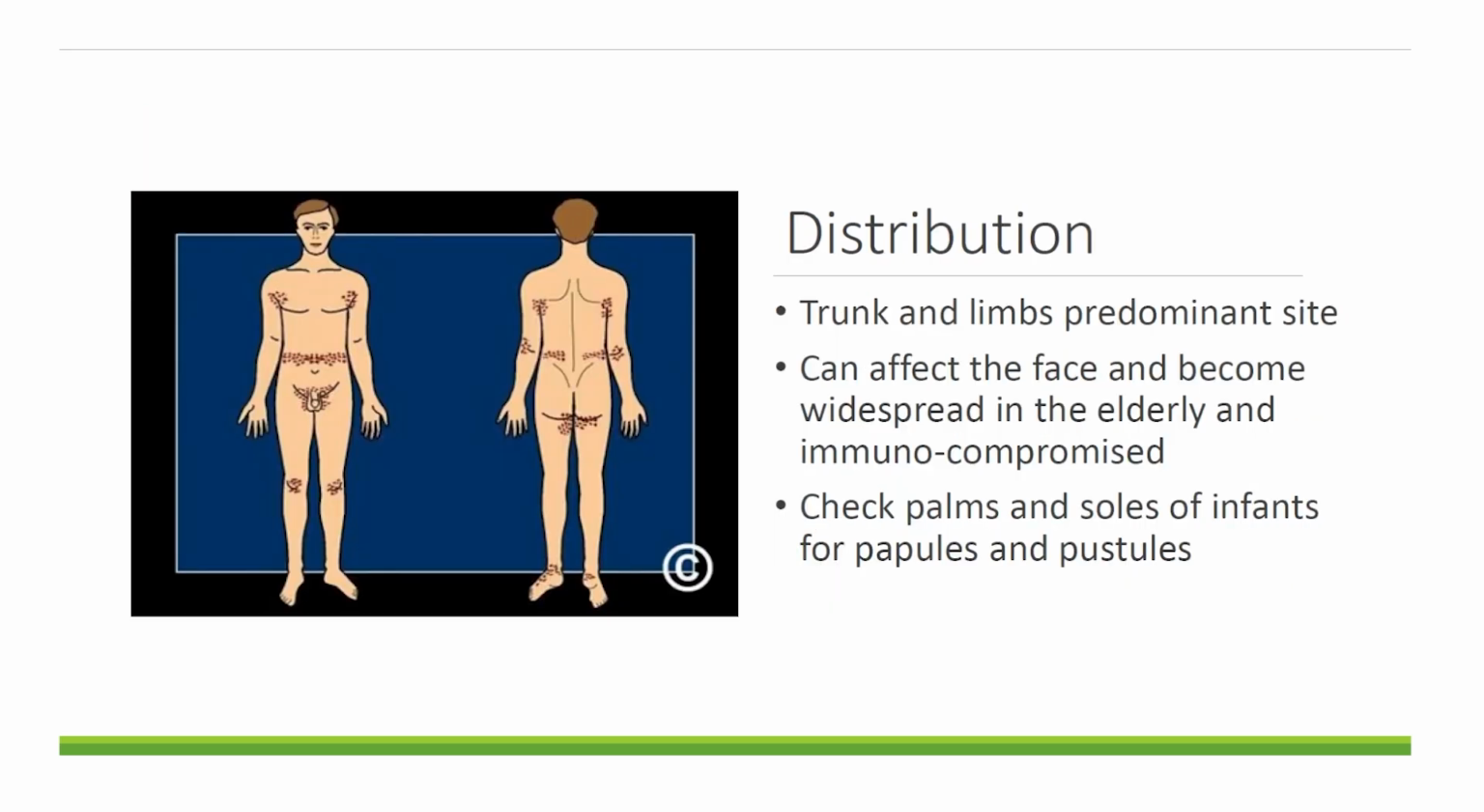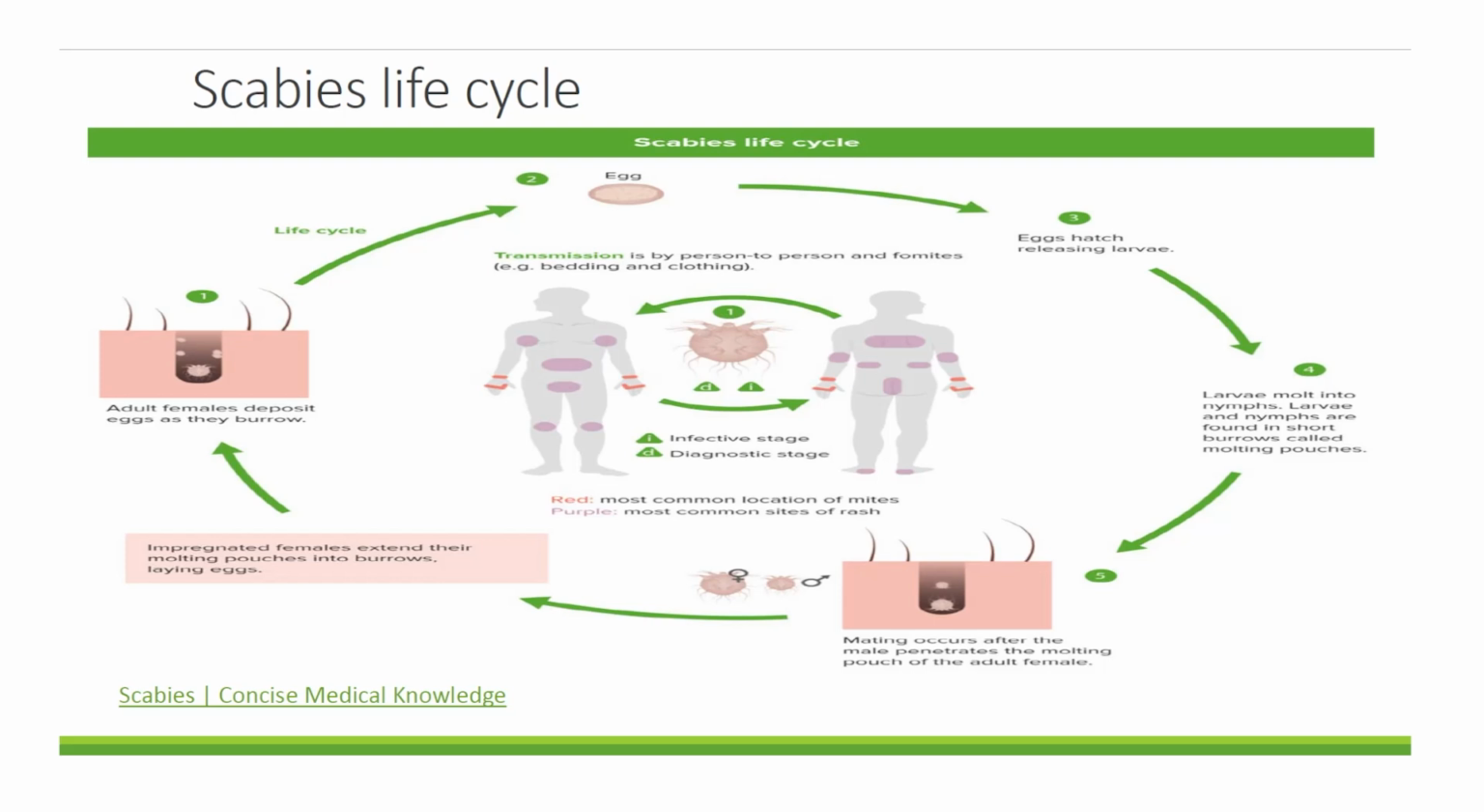In terms of distribution, the trunk and the limbs are the predominant site for most people. However, in elderly patients and immunocompromised patients, it can also affect the face and become very widespread. In infants, we often see papules and pustules on the palms and soles. The next slide demonstrates the scabies life cycle, and this shows the scabies mite going through 4 stages in its life cycle: egg to larvae to nymph, and then finally to adult.